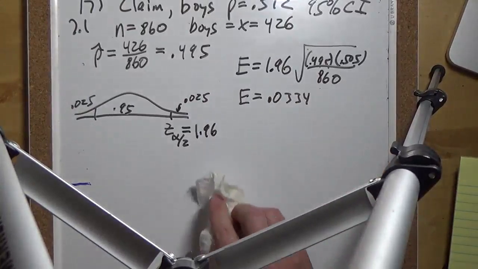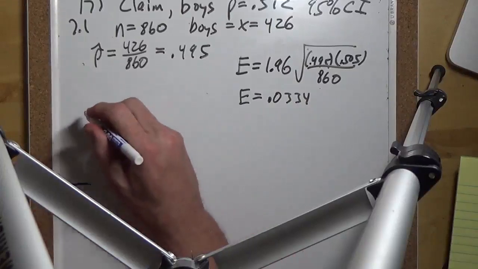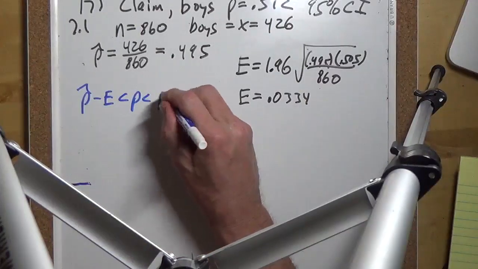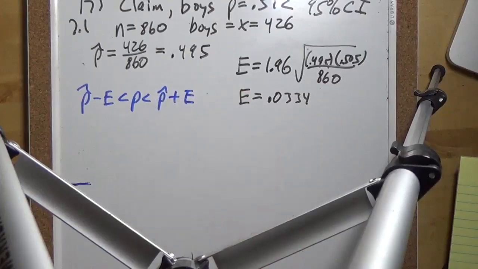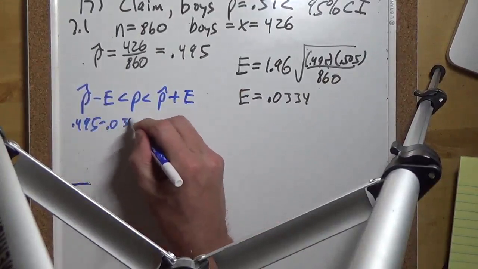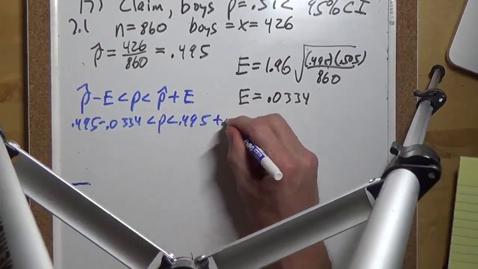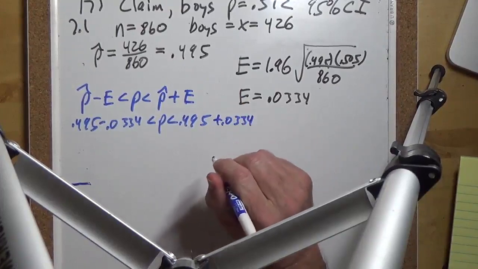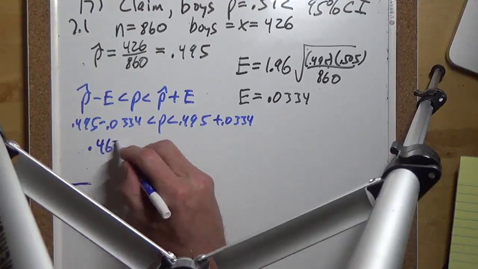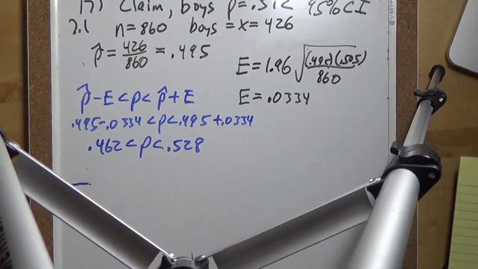I need some space here. So I'm going to finish it off. I'm going to take p hat minus the margin of error is less than p is less than p hat plus the margin of error. So subtract 0.0334, add it, and our 95% confidence interval is 0.462 is less than p, it's less than 0.528.